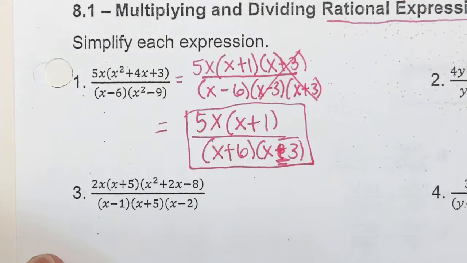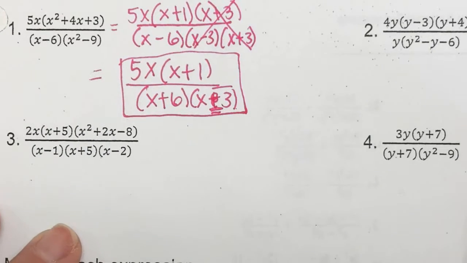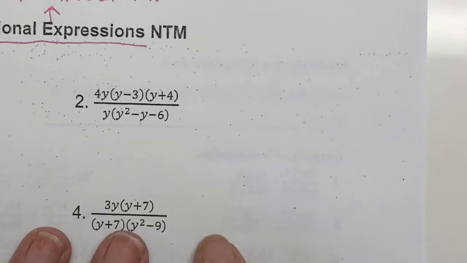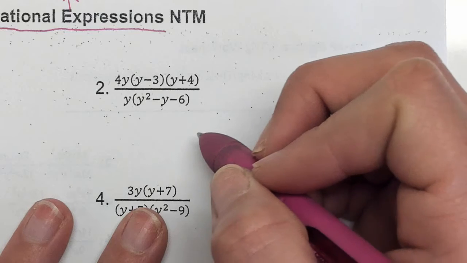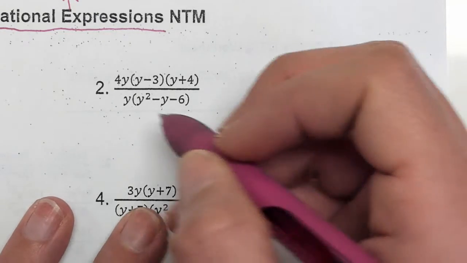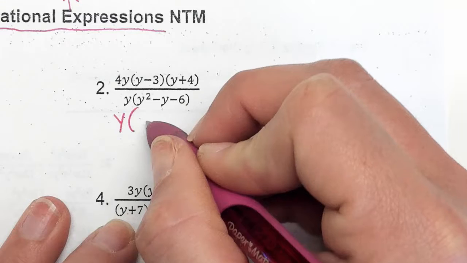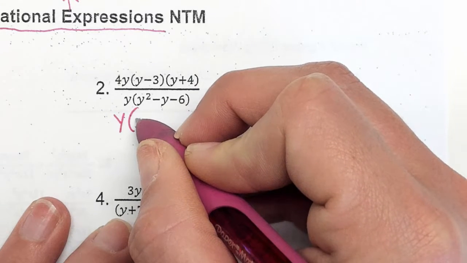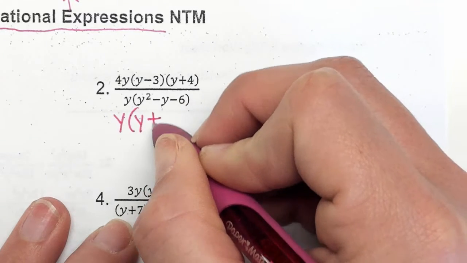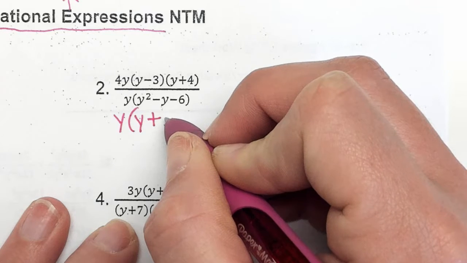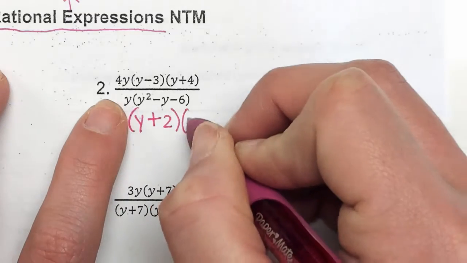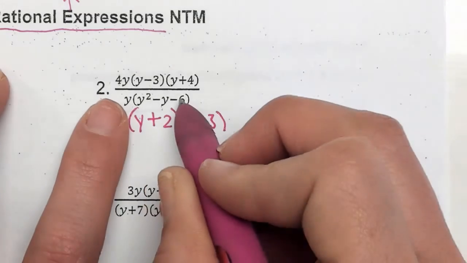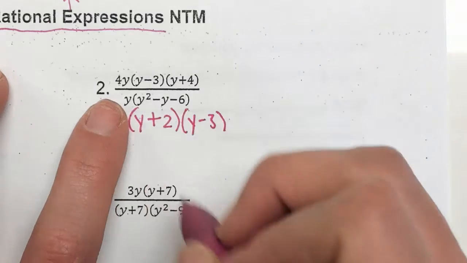Alright, let's do one more together. Any specific one from 2, 3, or 4 you want to do? Alright, I'll just move on to number 2. Is there anything we can factor in the top? Okay, so I'm going to leave it the same. What about the bottom? Yes, I can factor the trinomial into what? Y plus 2 and y minus 3. Good. Because negative 3 times 2 would give us that negative 6. When you add them, it'll give us that negative 1.